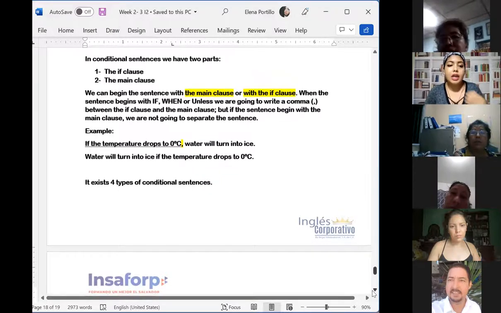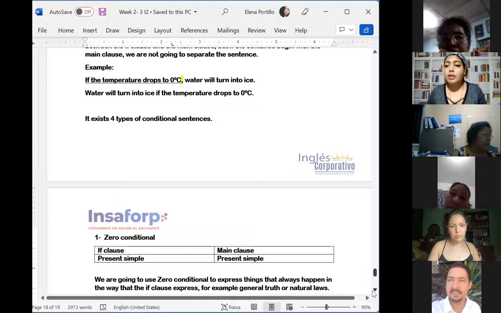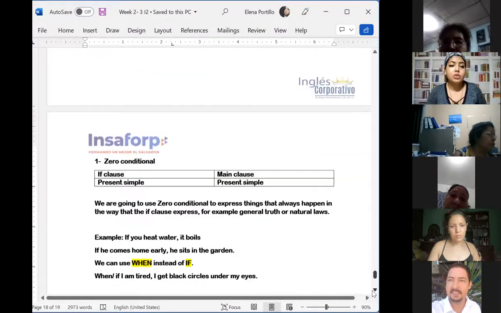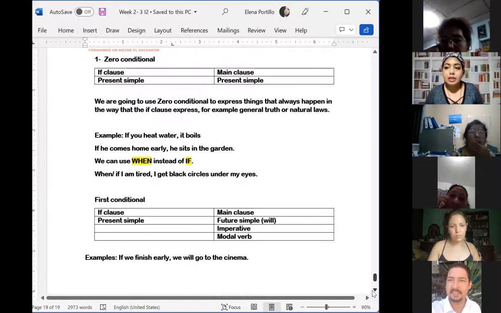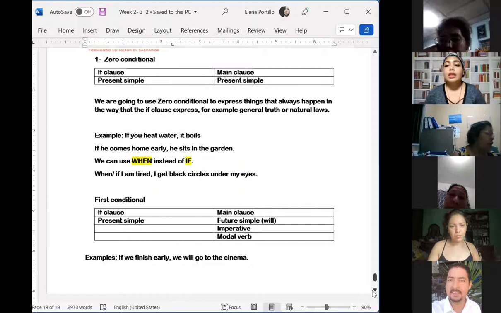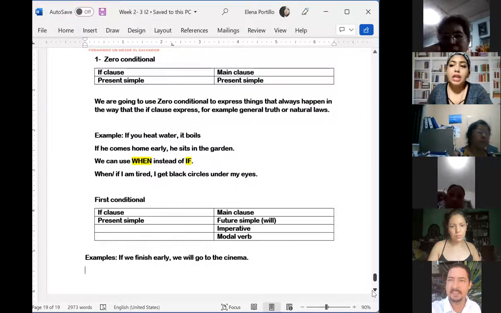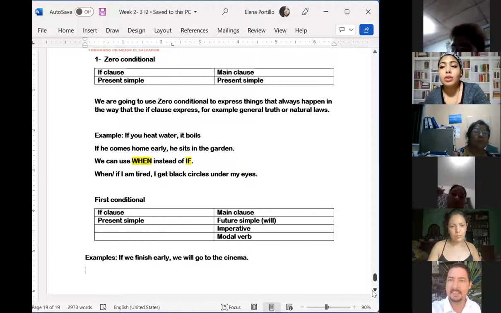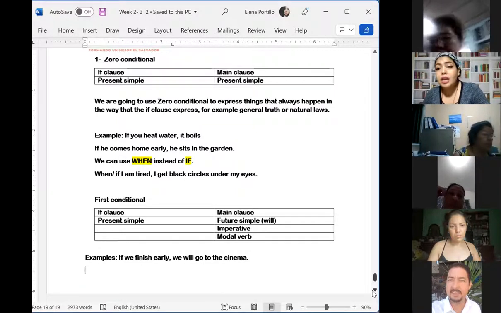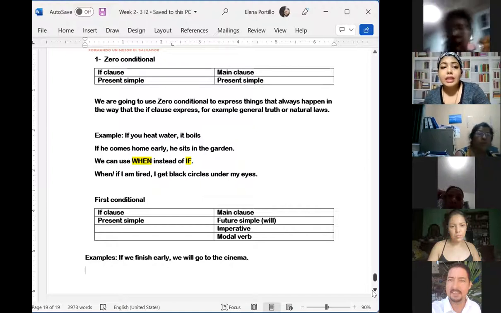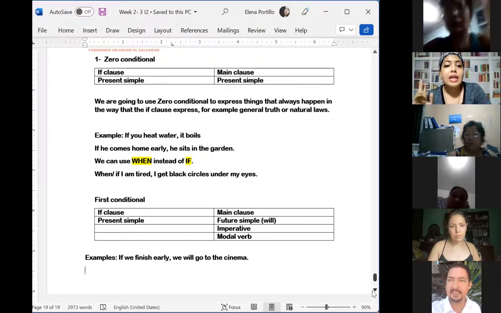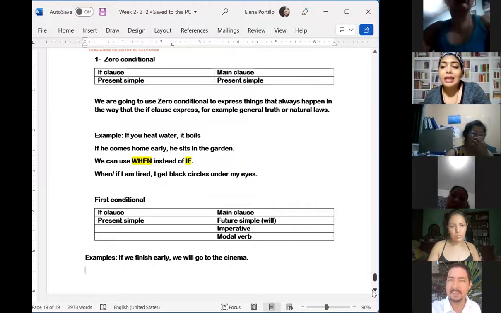So we have here the four types of conditional sentences, and we have number one, that is the zero conditional. We were seeing that this is the structure that we are going to use to create sentences with this conditional. In the table, we see that the if clause is in present simple. That is the tense that we are going to use, the present simple. And for the main clause, also we are going to use the present simple. In this kind of sentence, we use the present simple in the two parts of the sentence.